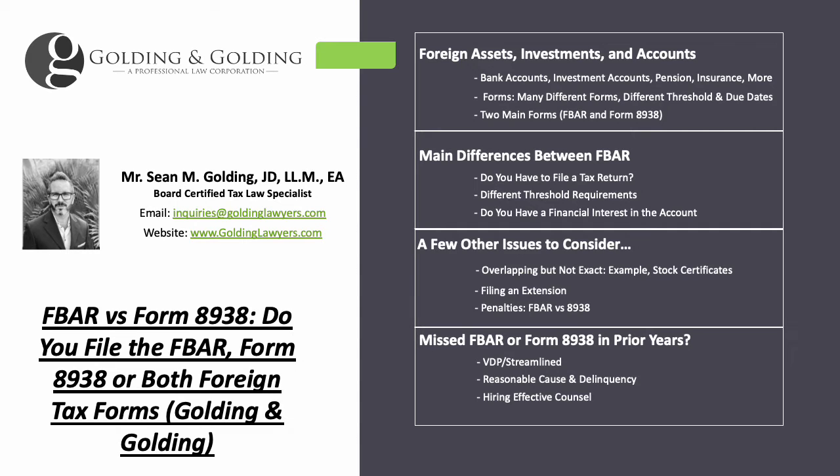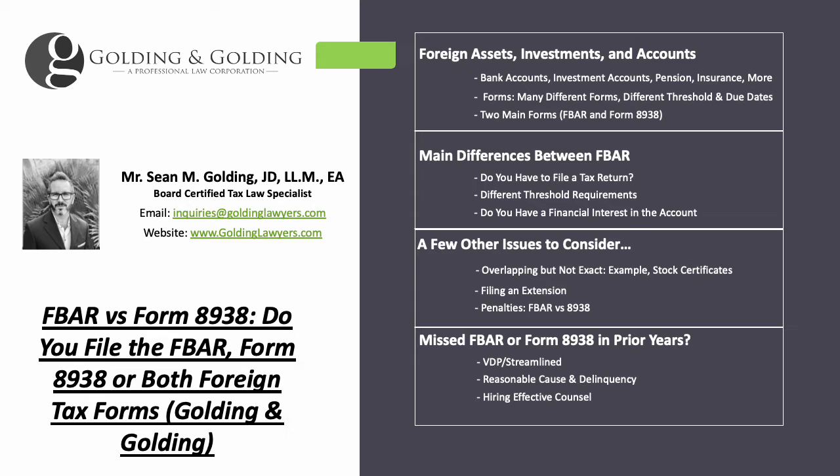But when you weed through it all, the two main forms you need to know about are the FBAR and the Form 8938. So let's go through some of the main differences first. One of the key ones is you have to file a tax return. If you don't have to file a tax return, you don't have to file a Form 8938, even if you meet the threshold requirement for filing Form 8938. So an 8938 is only required in a year that you met the threshold and you were required to file a tax return. The FBAR is different. You have to file the FBAR if you meet the threshold, whether or not you have to file a tax return in that year.